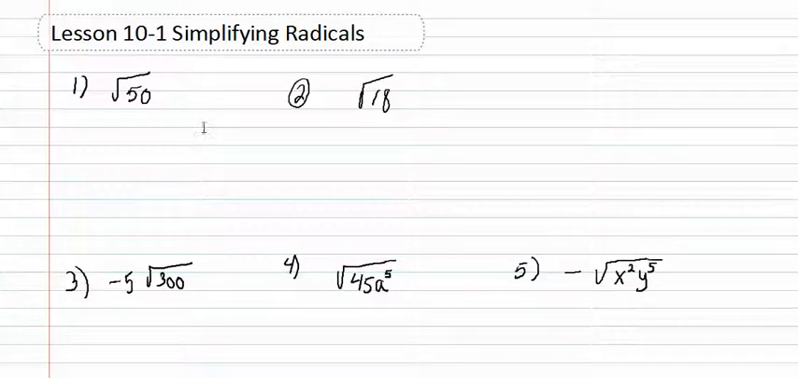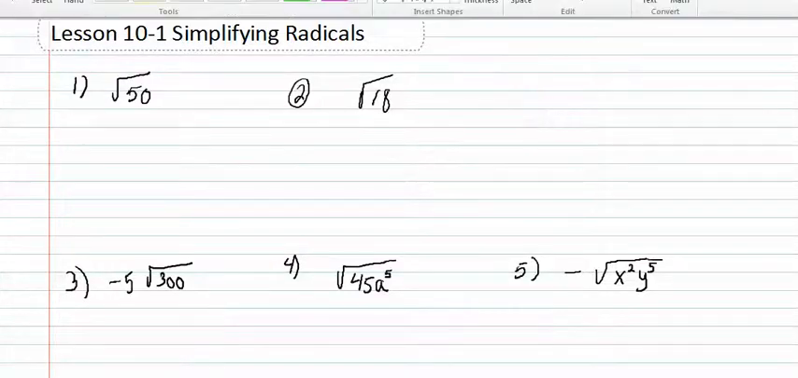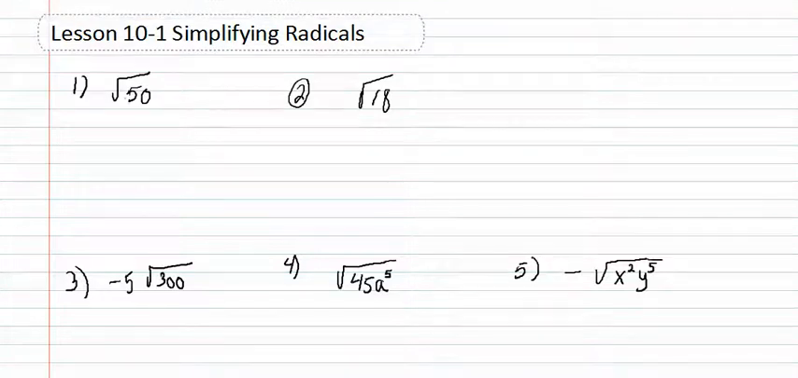Okay, so today we're going to be doing lesson 10-1, simplifying radicals. The first one, number 1, says radical 50, or the square root of 50. I look here and ask, is there any perfect square within 50? There is. I can get the square root of 25 and the square root of 2, because 2 times 25 is 50.